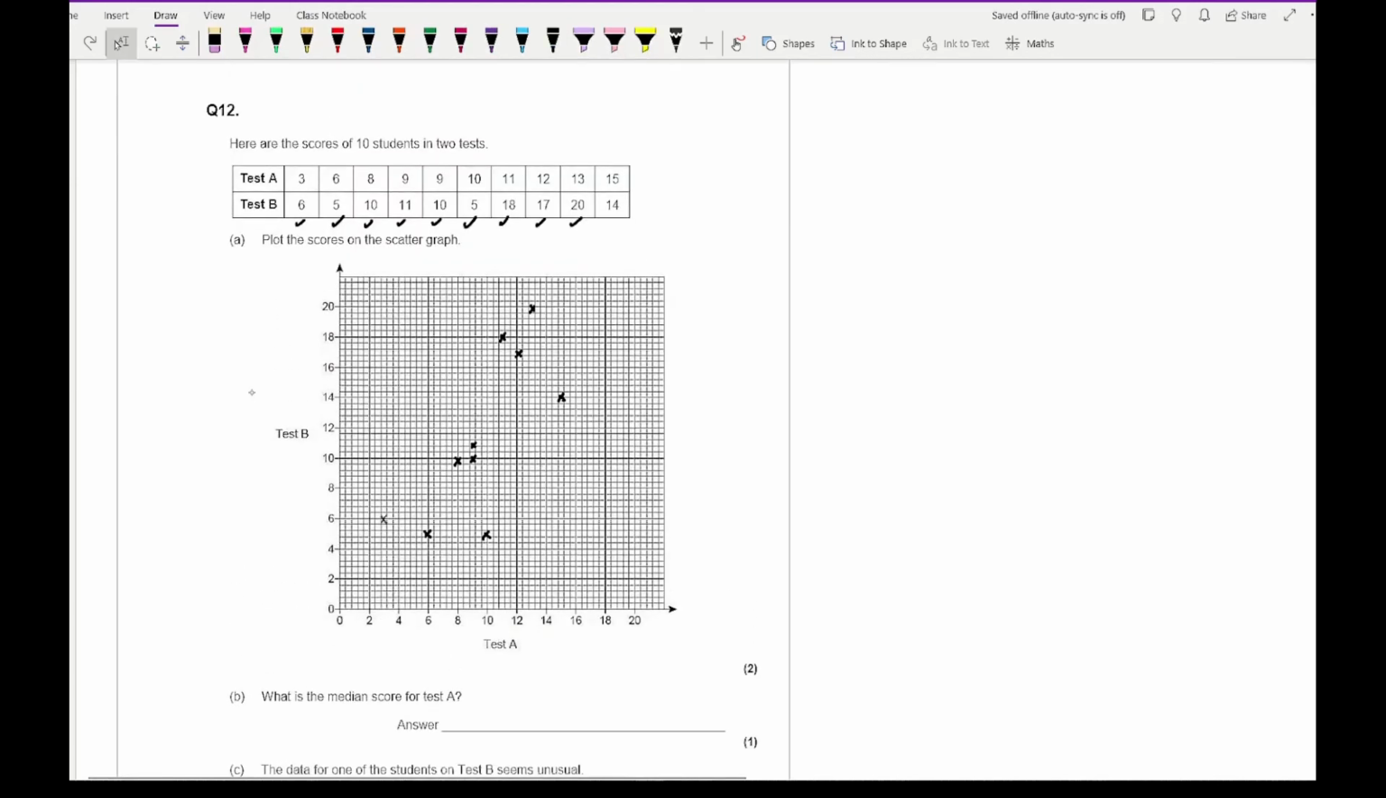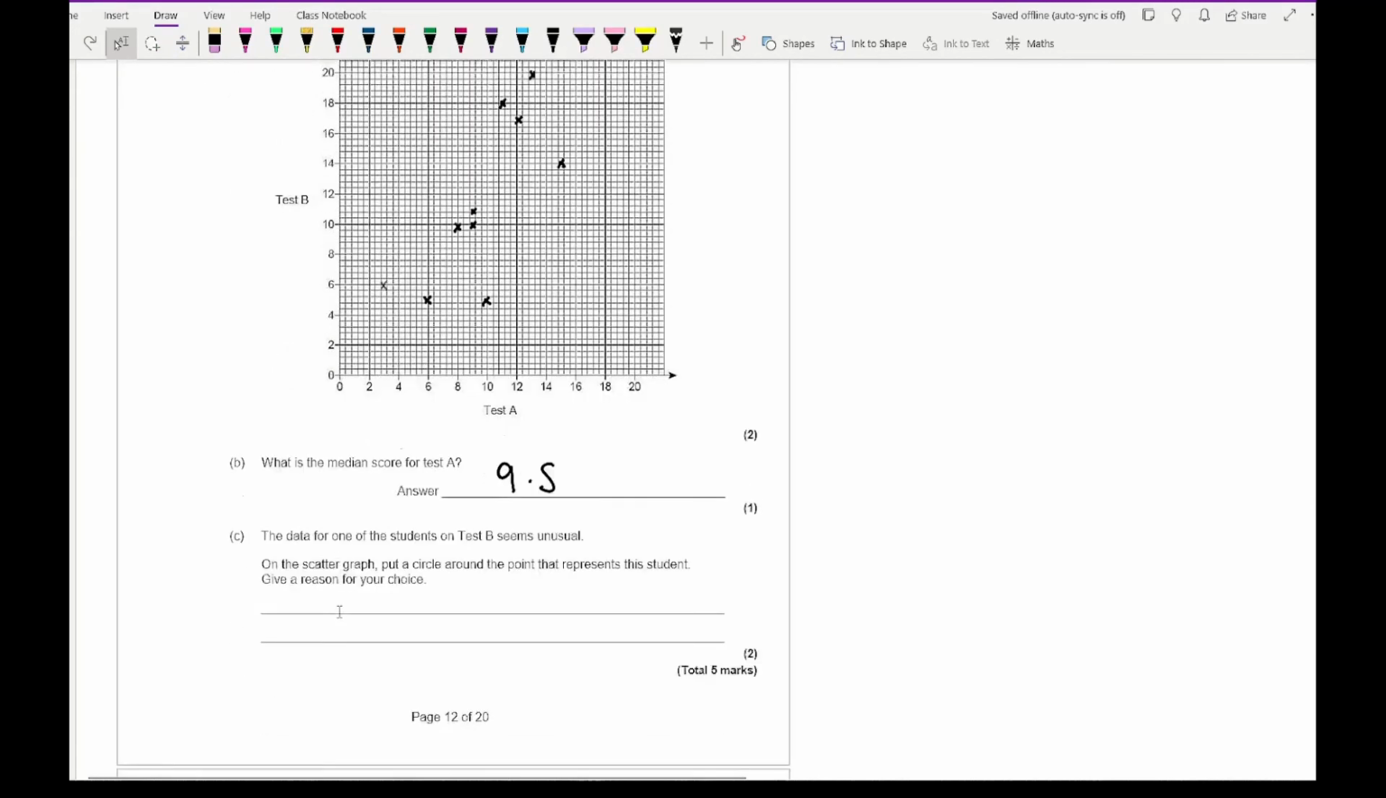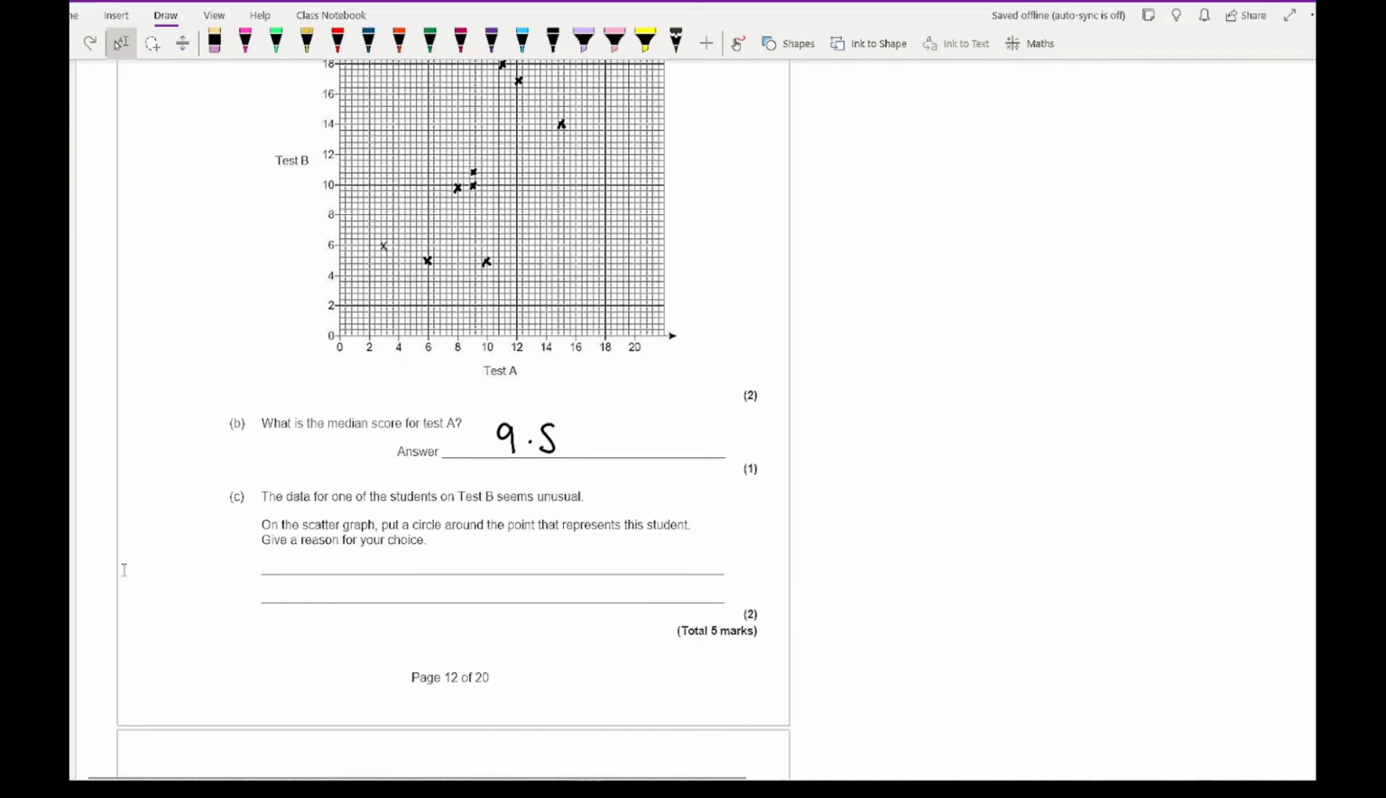So what we need to do is order these numbers. Now you can see test A has already been ordered. So I've got 10, so it's going to be in between the 5th and the 6th number. So that's going to be 9.5. Then for question C, it says the data for one student on test B seems unusual.